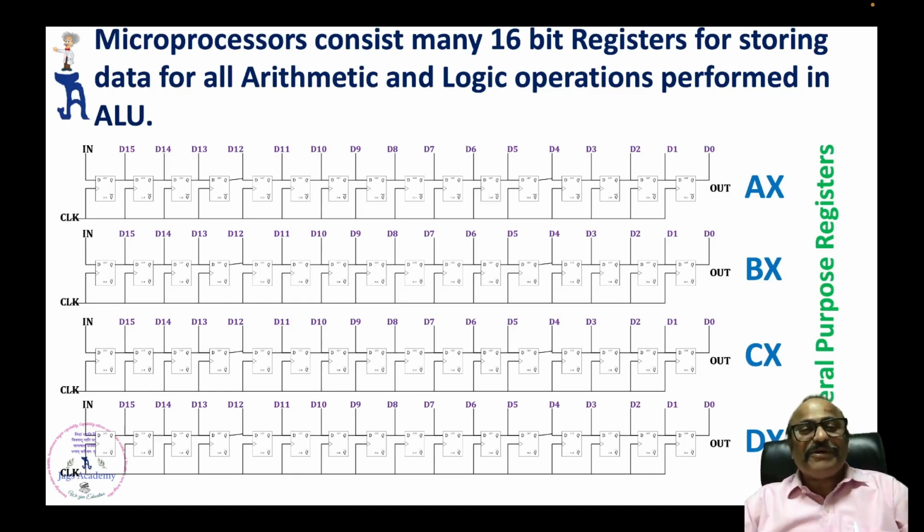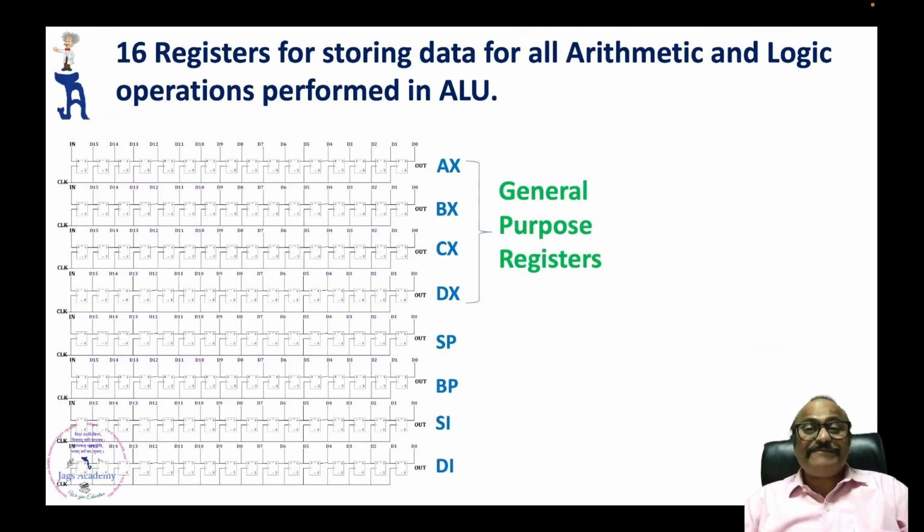Once again, I am reminding you, what I am explaining in this video is the internal parts of the microprocessor. You not only have AX, BX, CX registers, there are other registers called SP, BP, SI and DI. SP is called stack pointer, BP is called base pointer, SI is called source index, DI is called destination index.